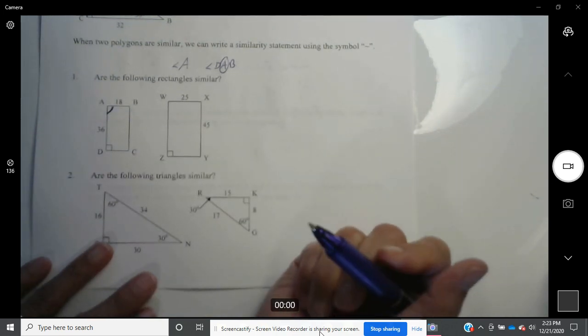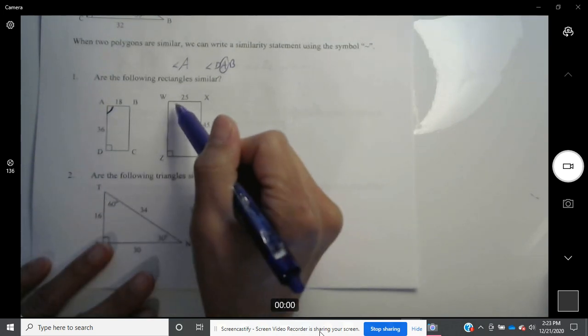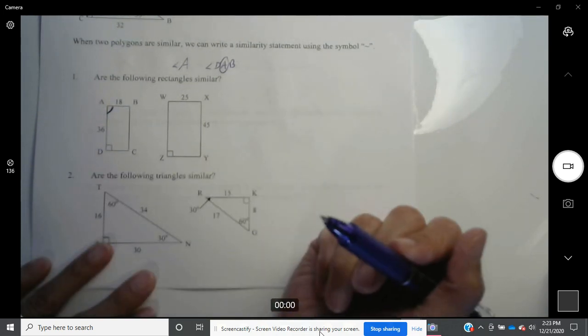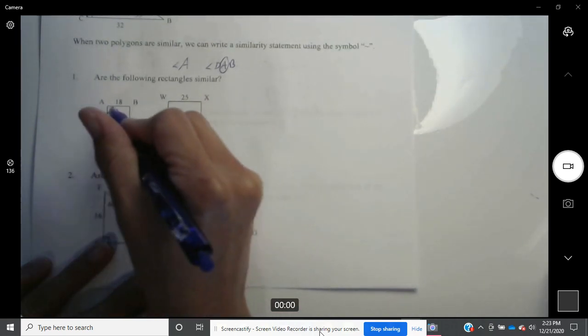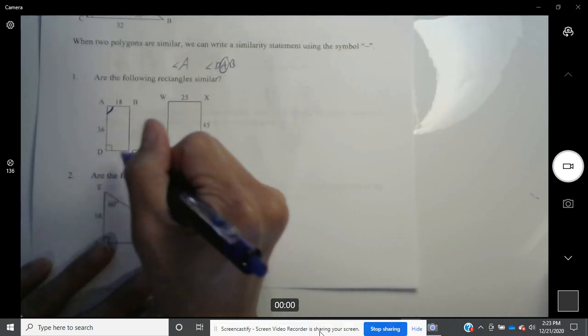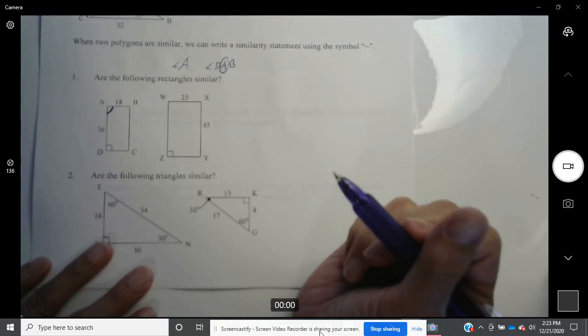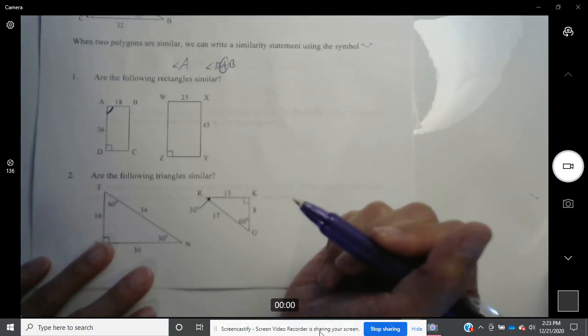So when we look at angle A, does that correspond to angle W, are they congruent? Not only are A and W congruent, but all of the angles are congruent because these are rectangles, and we know that in rectangles, all four angles are congruent.